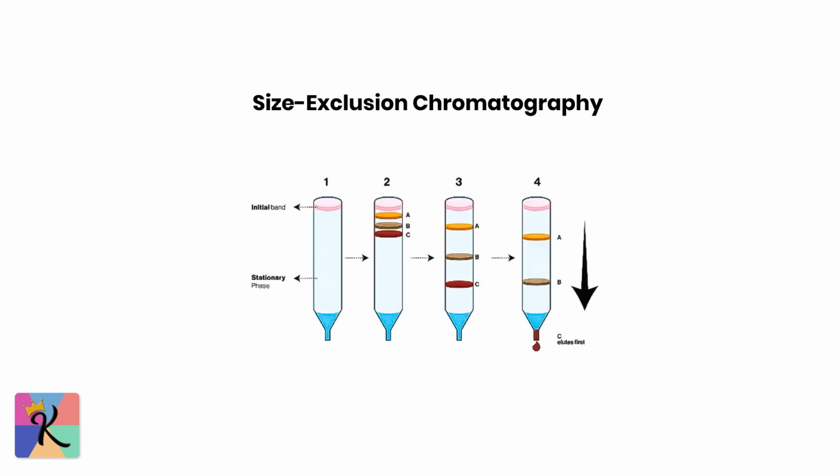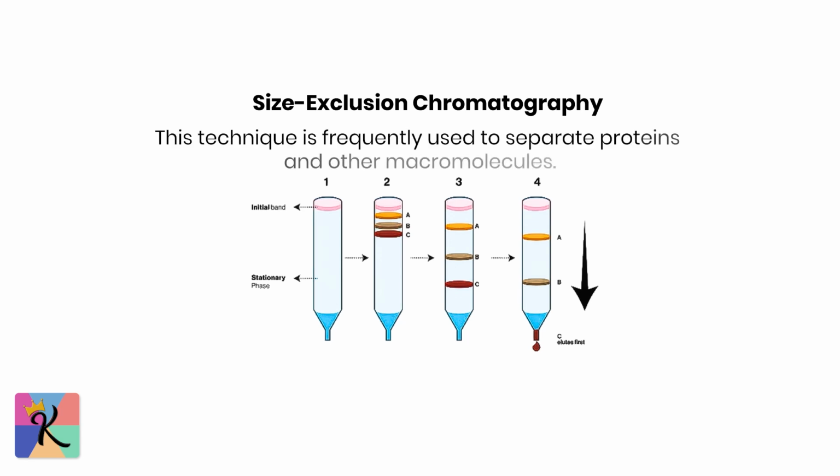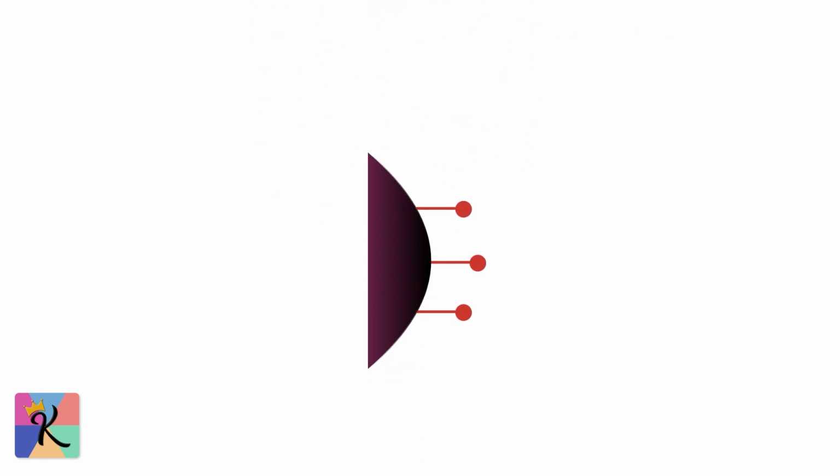Size exclusion chromatography relies on the physical size of molecules. The column contains beads with tiny pores that small molecules can enter, slowing them down. Larger molecules bypass these pores and elute faster. This technique is frequently used to separate proteins and other macromolecules.